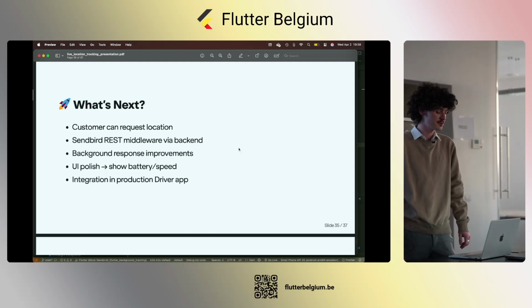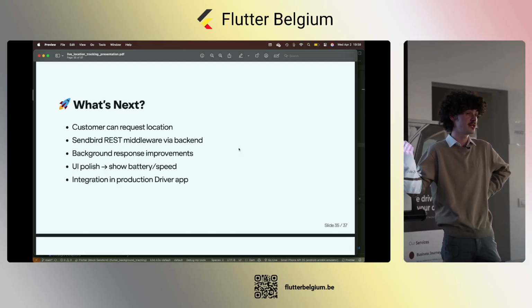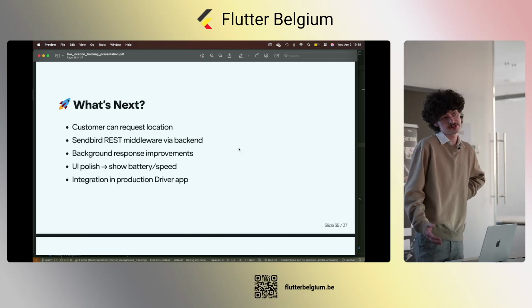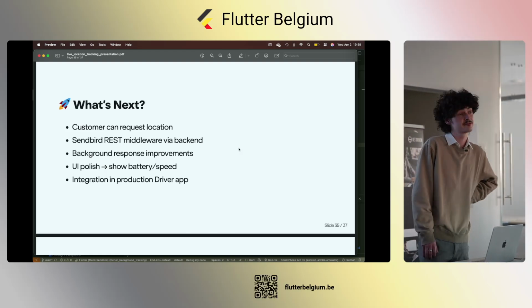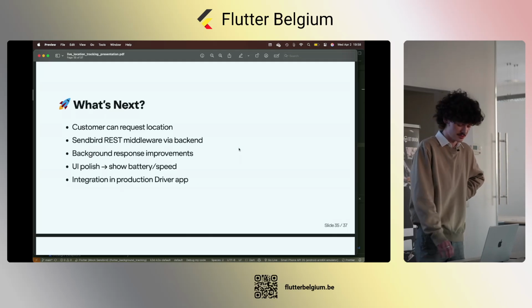Some improvements with the background response. UI polish, we're using the battery and speed in the JSON, so why not even show it? And of course, the main task, what I'll be doing for the next week in my internship is integrating this into the driver app.